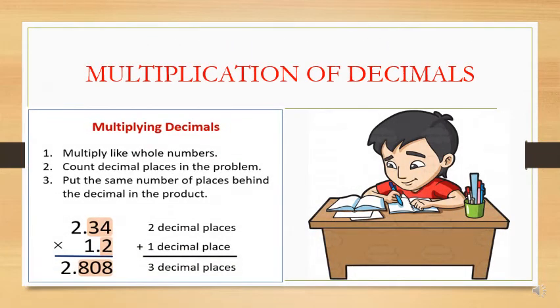Now the next one is multiplication of decimals. So to multiply two decimal numbers, we apply the following rules. Rule 1, multiply two decimals like whole numbers. Rule 2, count decimal places. Rule 3, put the same number of places behind the decimal in the product.